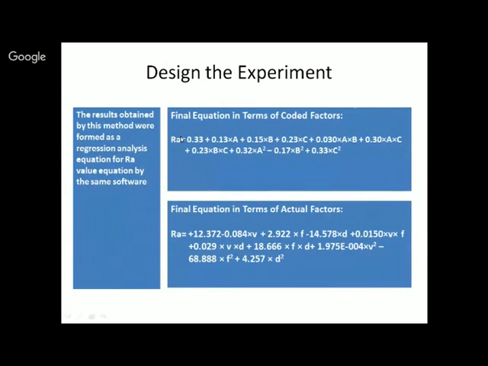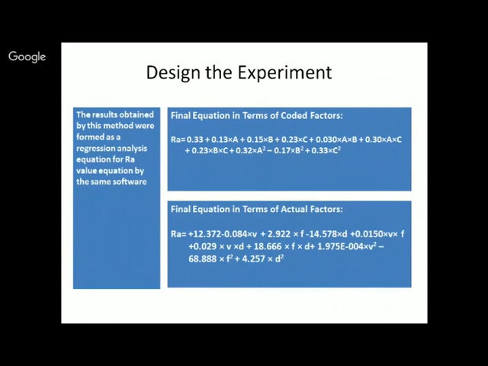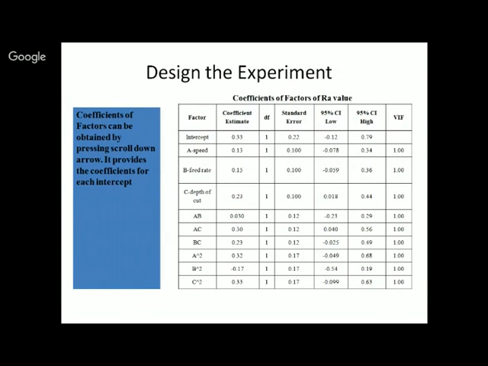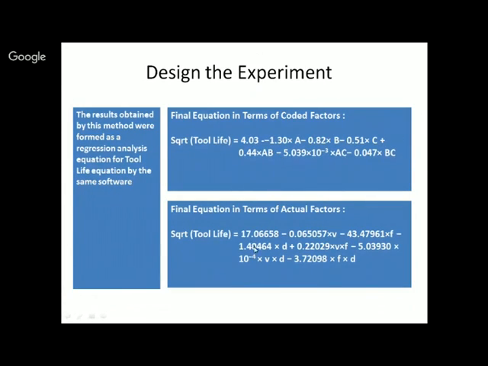So for surface roughness, in my mathematical model, this is the equation given by the software. The intercept is 0.33, then speed is 0.13, that is for A, plus 0.15, 0.2 into C. So this is the intercept which is given. For example, B square is there, minus 0.17. This is in terms of coded factors, that is 1 or minus 1. And in terms of actual factors, when you have to apply actual velocity, actual feed, then this is the equation in terms of RA value.